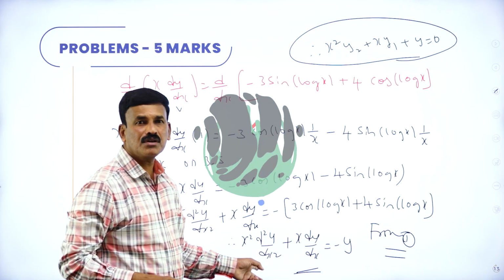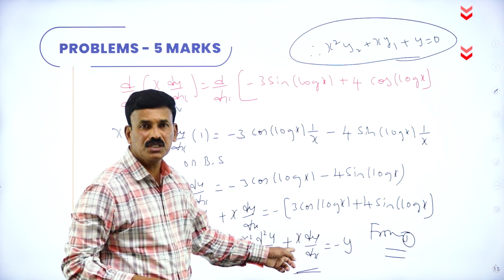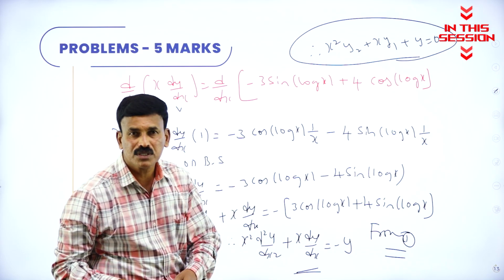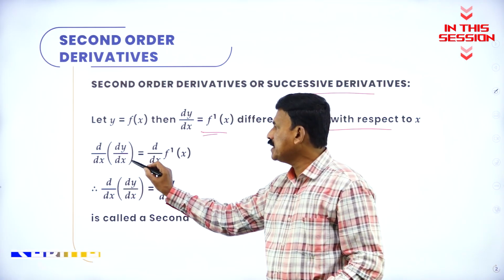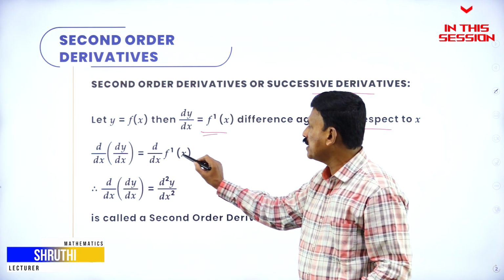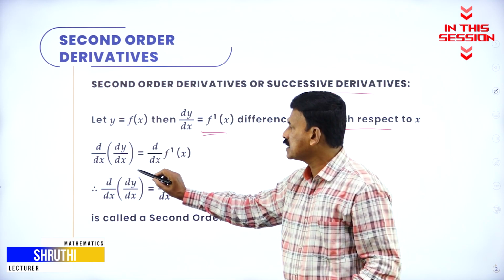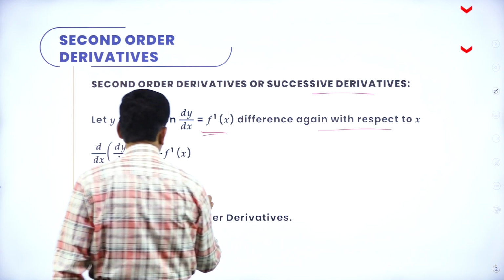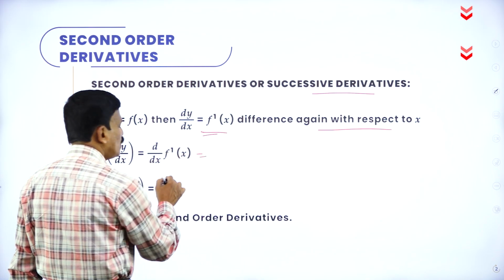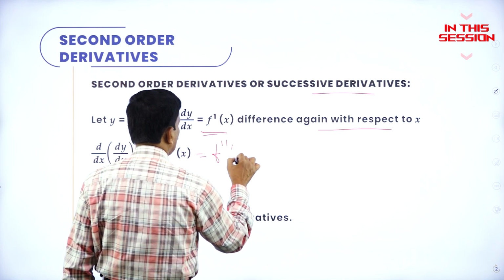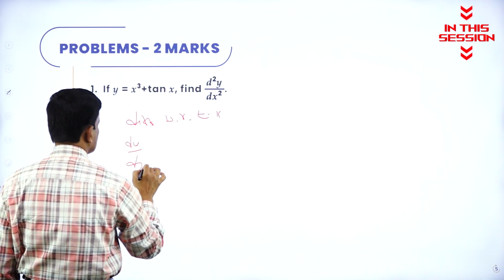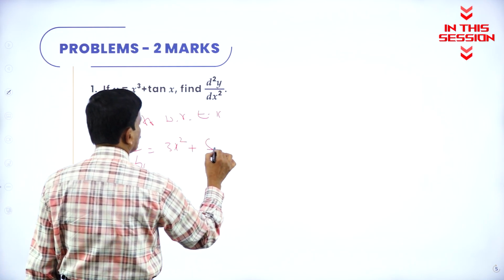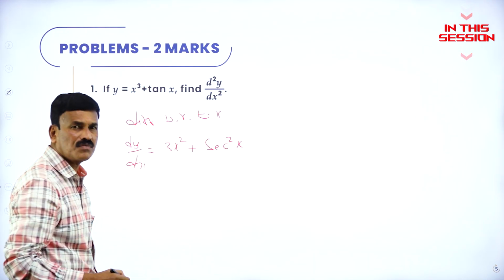x square d square y by dx square is y2, plus x into dy by dx is y1, and transfer minus y to the left hand side, minus y becomes plus y is equal to 0. d by dx of dy by dx is equal to d by dx of f dash x. d by dx of dy by dx is nothing but d square y by dx square, called the second derivative, and d by dx of f dash x is nothing but f double dash x. dy by dx is equal to differentiation of x cube, which is 3x square, plus differentiation of tan x, which is secant square. This is the first derivative.